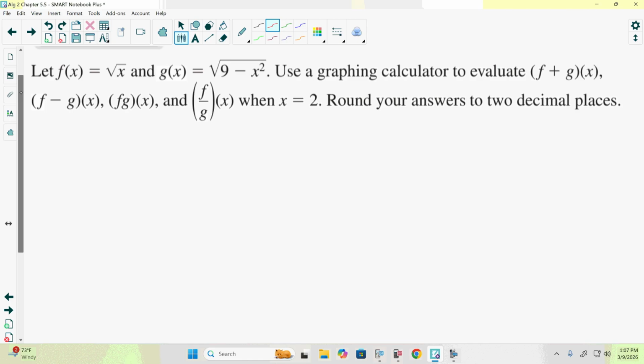The last thing we're going to do is going to require graphing calculators. We've already gone over this, what we're about to do. Let f of x be the square root of x, and let g of x be the square root of 9 minus x squared. We want to find the sum, difference, product, and quotient when x is 2.